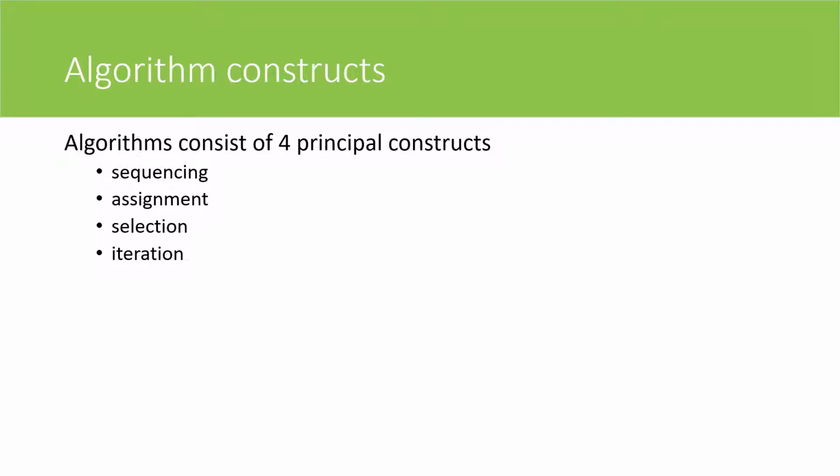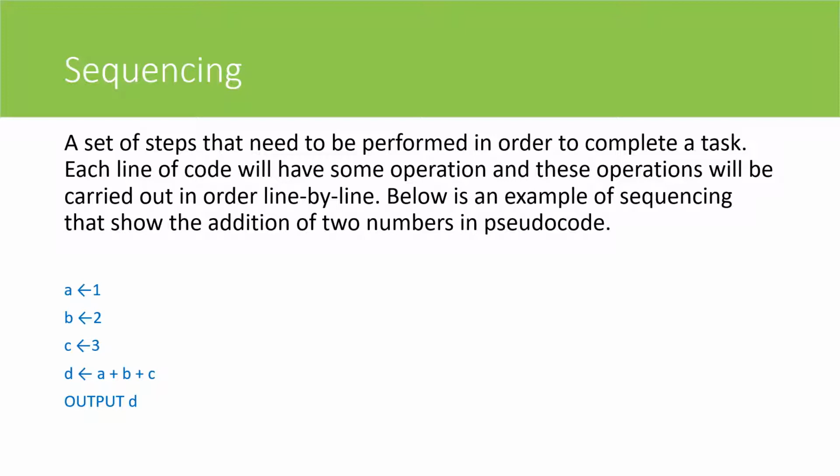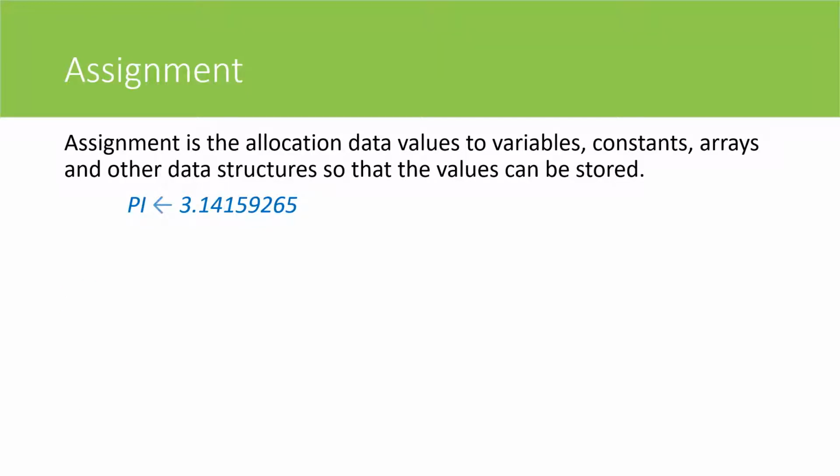So there are 4 algorithm constructs that I want to discuss now, including sequencing, assignment, selection, and iteration. With sequencing, we are considering a set of steps that need to be performed in order to complete a task. Each line of code will have some operation, and these operations will be carried out in order line by line. Assignment is the allocation of data values to variables, constants, arrays, and other data structures so that the values can be stored.